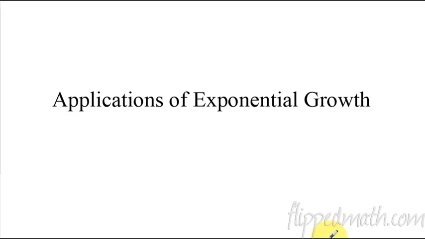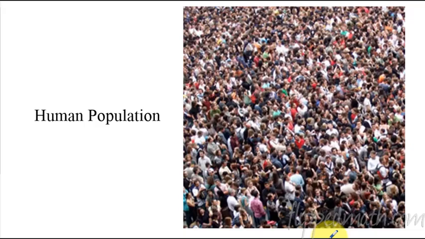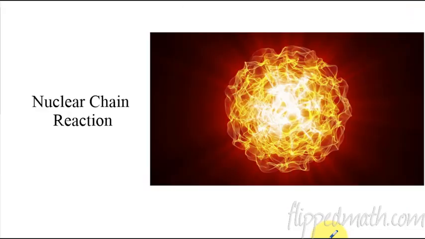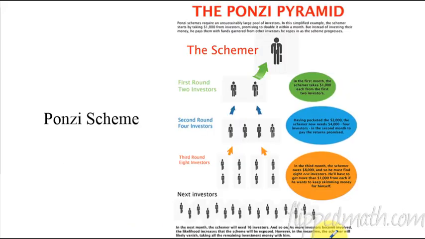So exponential growth, you'd see this everywhere. It's in microorganisms and in viruses. It shows up with human population growth. That's exponential growth. If you have some type of nuclear chain reaction, a lot of times economic growth can be considered exponential growth, depending on the year. And a Ponzi scheme, oh yeah, this is bad stuff. Like people who scam you and get money from you, and it's complicated.